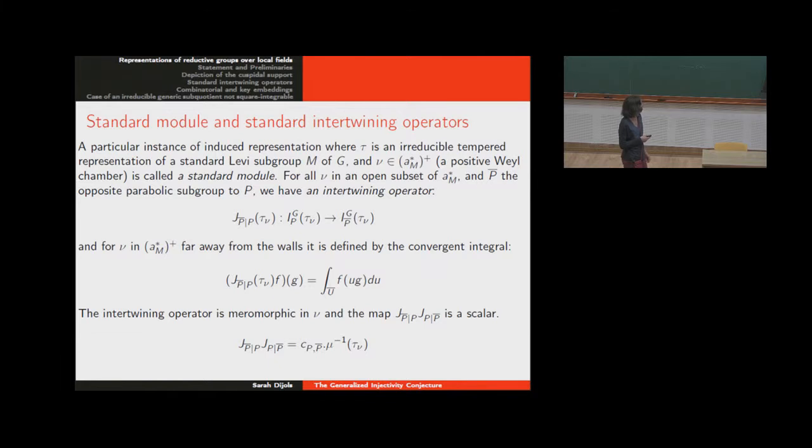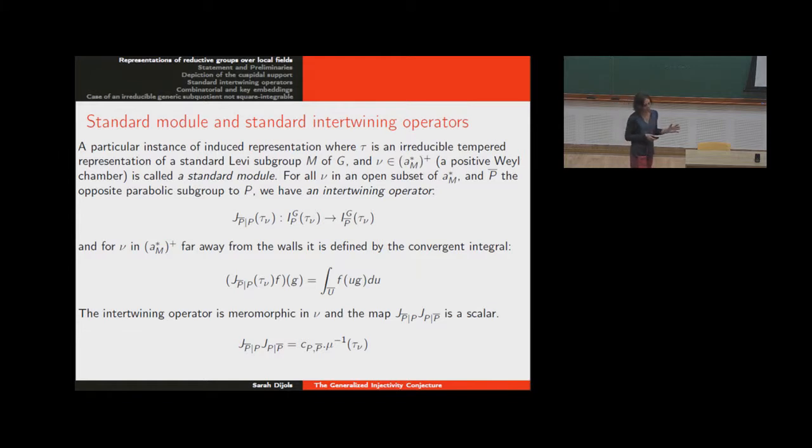When you have such an intertwining map, it is defined as a convergent integral, where you integrate on this unipotent, the opposite unipotent radical. And this is convergent only if the parameter is far away from the walls of the Weyl chamber. And you see that the mu function I mentioned previously, which enters in this definition of the Plancherel measure, appears again here when you compose these two intertwining maps. This is up to this constant.